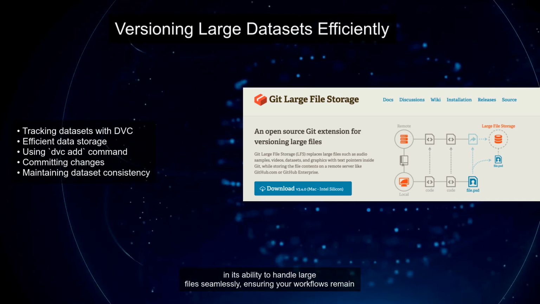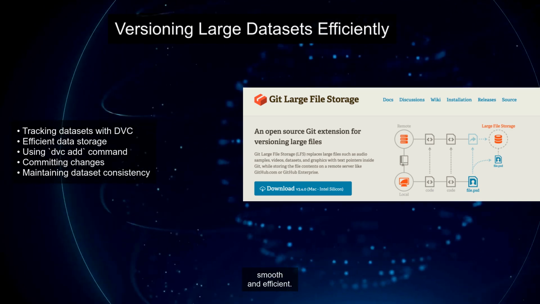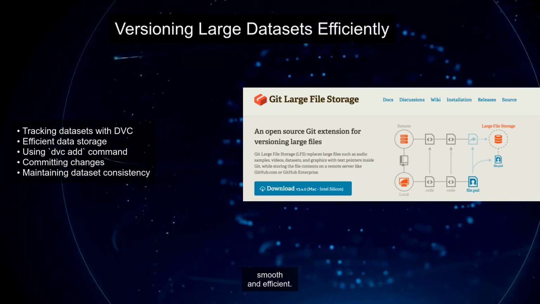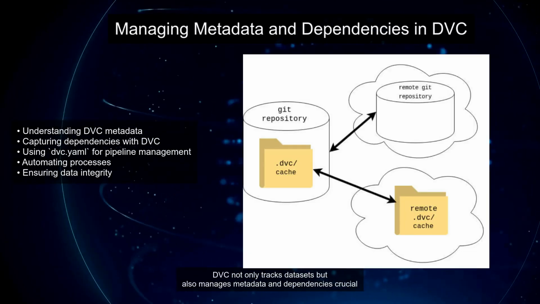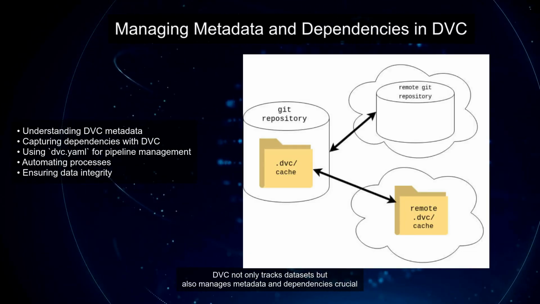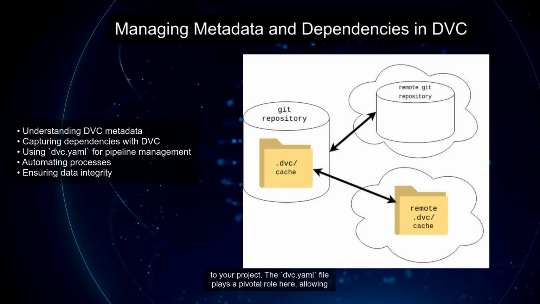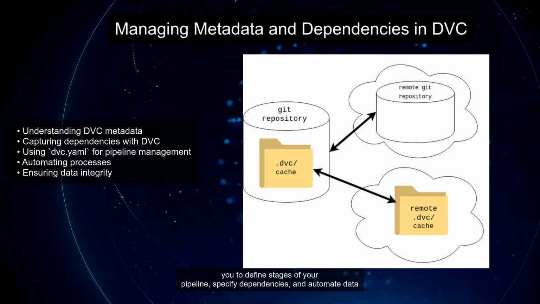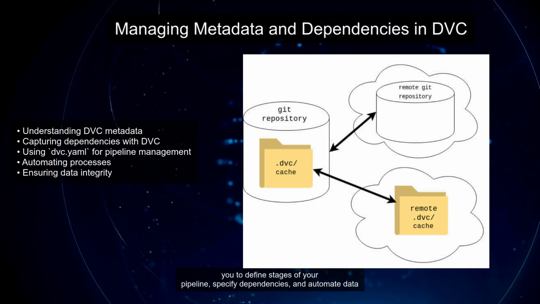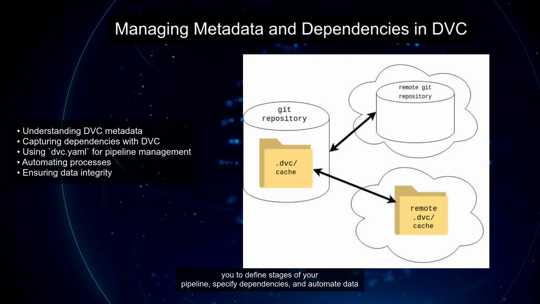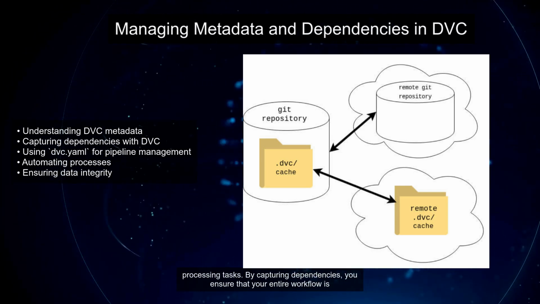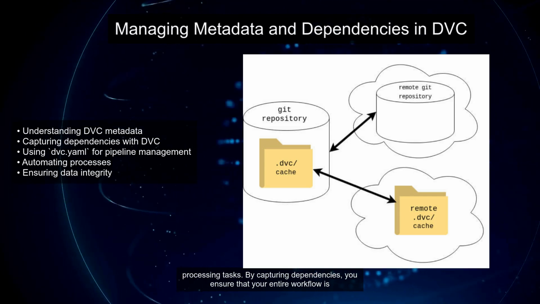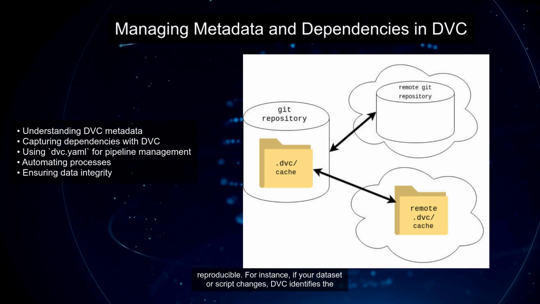The power of DVC lies in its ability to handle large files seamlessly, ensuring your workflows remain smooth and efficient. DVC not only tracks datasets but also manages metadata and dependencies crucial to your project. The dvc.yaml file plays a pivotal role here, allowing you to define stages of your pipeline, specify dependencies, and automate data processing tasks. By capturing dependencies, you ensure that your entire workflow is reproducible.